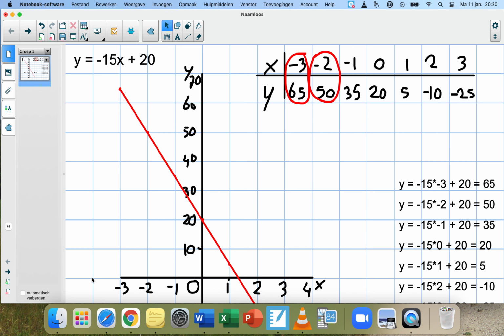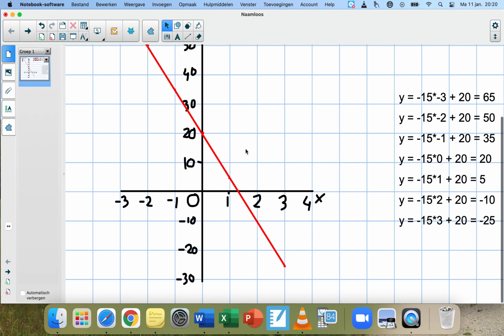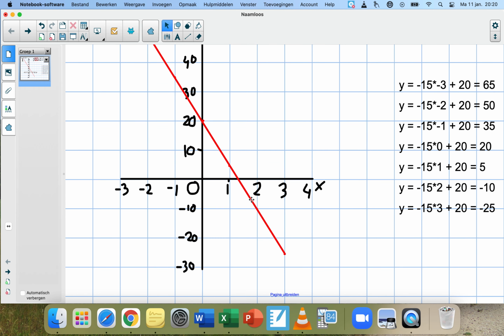-4 bestaat ook, x is -4. En x is 4 heeft ook een y-waarde. En dat loopt oneindig door. We kunnen het niet oneindig tekenen, we can't draw to infinity, but we do have to continue at least a bit to show that the line continues. It's a line, not a line segment, so it doesn't have an end. And the same on this side, don't stop at the point, continue through the point.